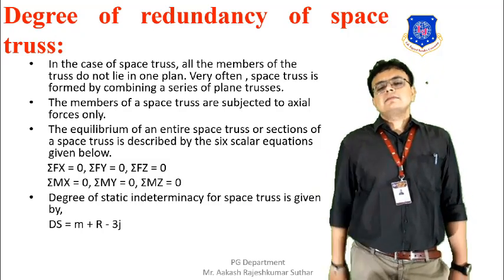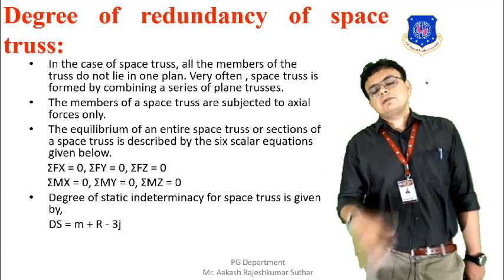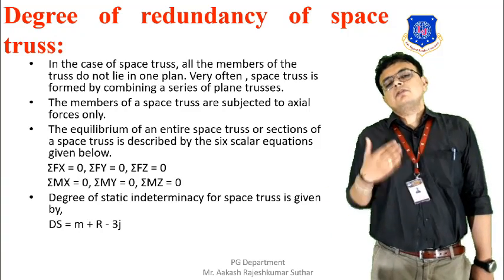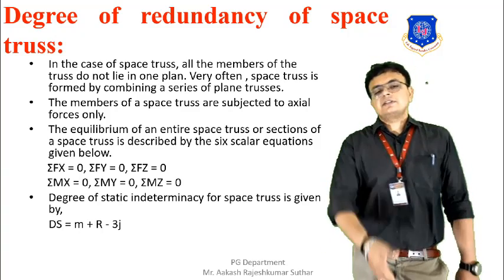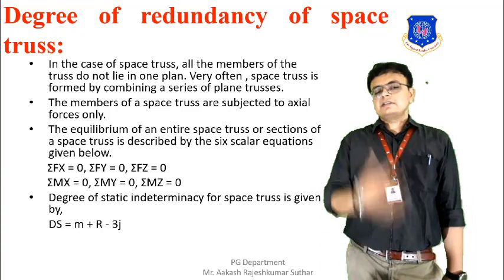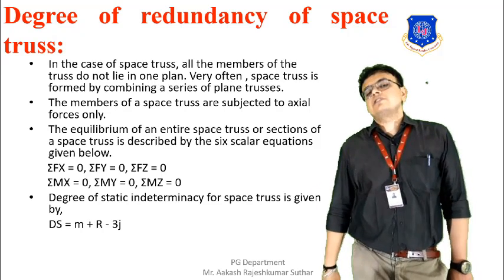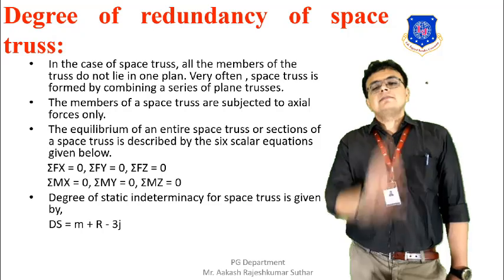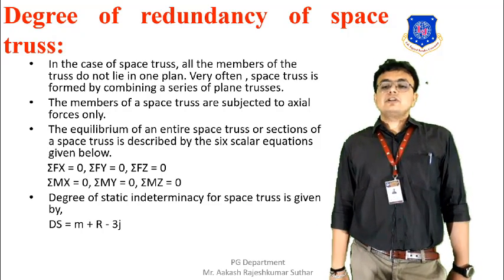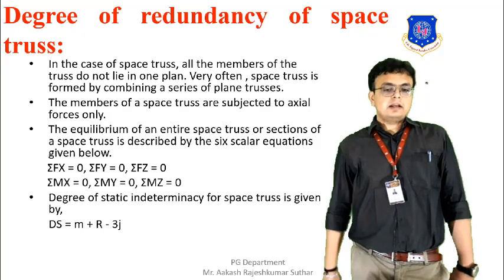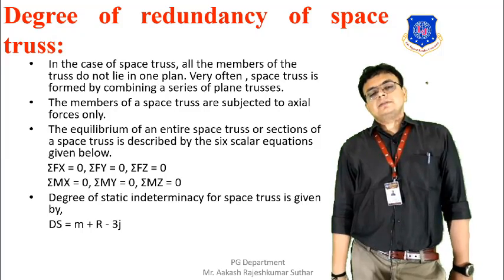In the same way, the summation of all the moments in the x direction will be equal to 0, in the y direction will also be equal to 0, and in the z direction will also be equal to 0. So we can say that summation of Mx is equal to 0, summation of My is equal to 0 and summation of Mz is equal to 0. So there are mainly 6 scalar equations. The degree of static indeterminacy for a space truss is given by the following formula: m plus r minus 3j.